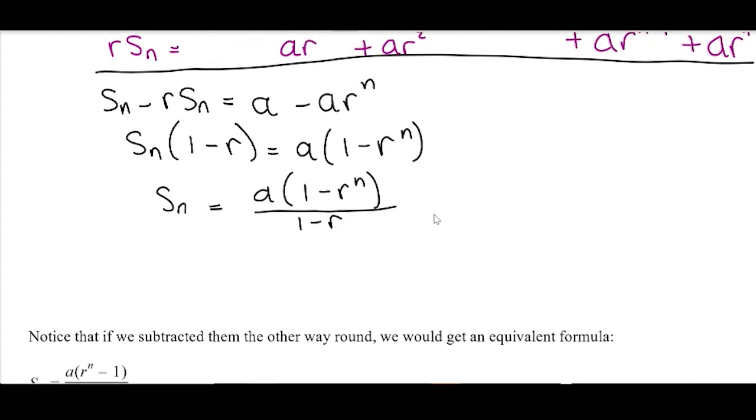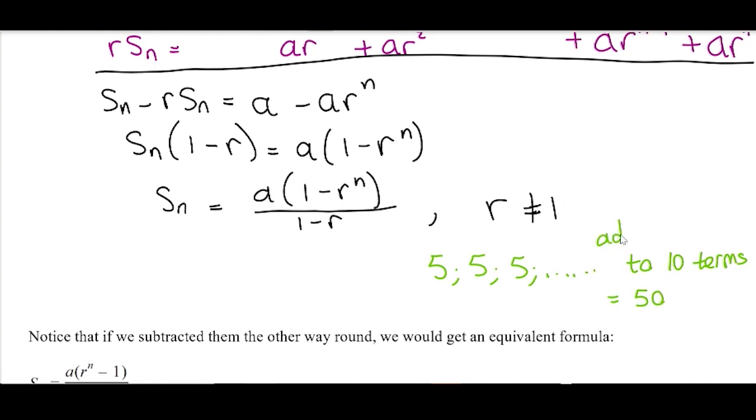It's really important to note that in this formula, r is not allowed to equal 1. So we can't use it when r equals 1. That's not really a big problem. If I was adding up a sequence which has a common ratio of 1, in other words it just goes 5, 5, 5, multiplying by 1 each time, and I added it to 10 terms, I don't need a formula for that. The answer would just be 50.